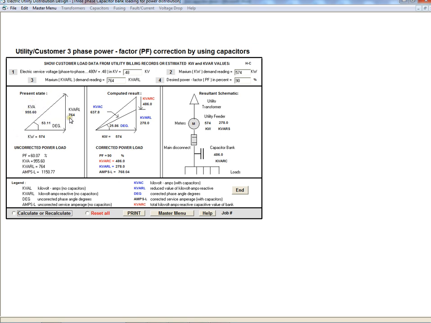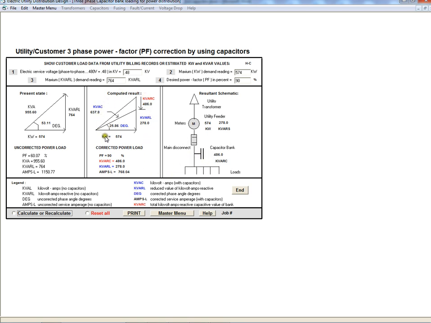Now what it has done is bring back what the present state is. We had 764 kVAR inductive, no capacitive load, 574 kW of true power, and that gives us the apparent power on the system of 955 kVA. So you can see that the power factor is 60% under the current scenario. Here are their kVA demand, their inductive demand, and the amperage load on their system, going through the system without any capacitors on it.